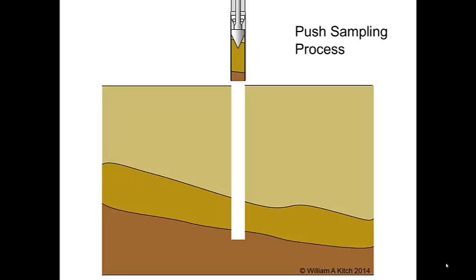While samples retrieved in this way are small and disturbed, they are still suitable for characterization tests such as moisture content, grain size distribution, and Atterberg limits.